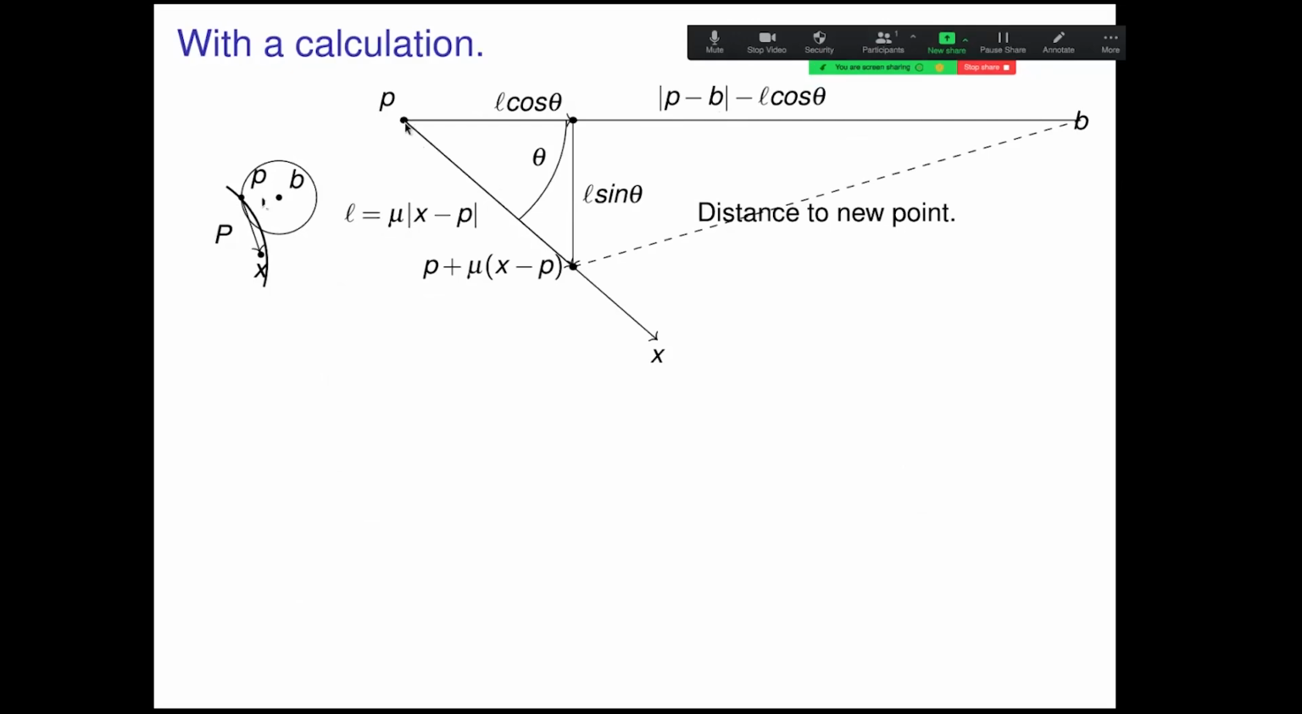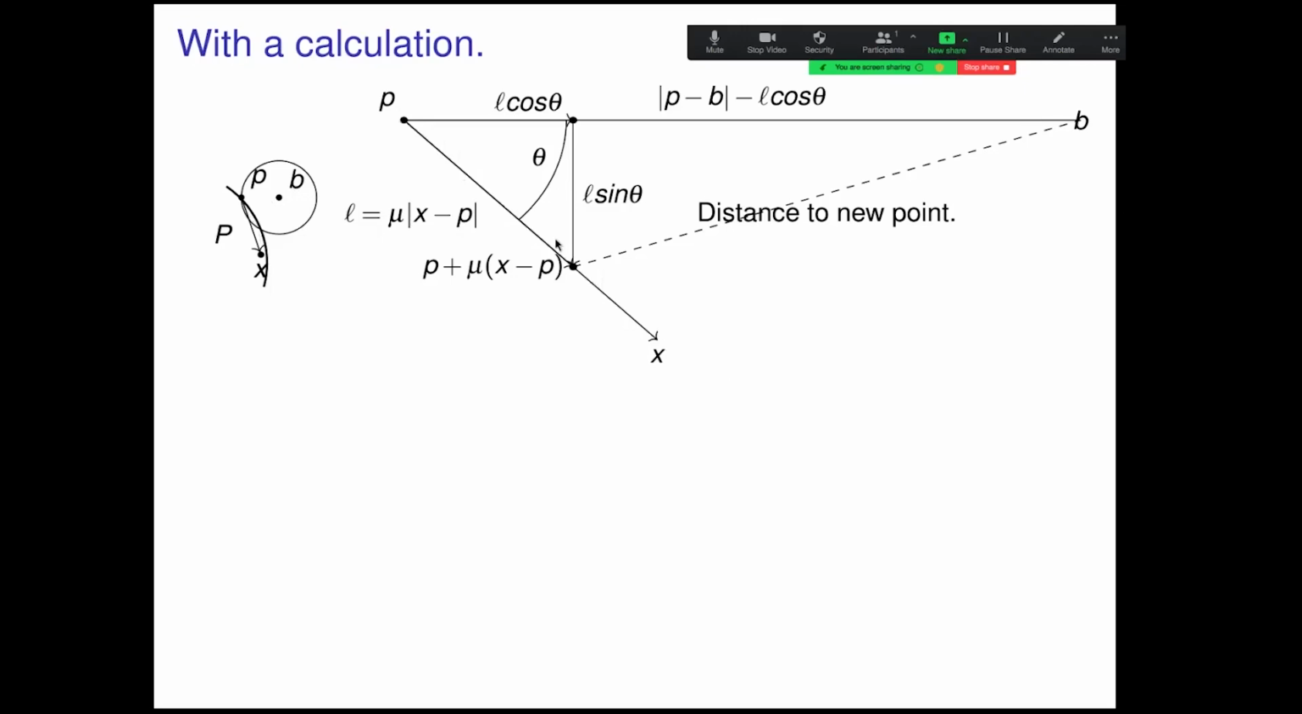And now we have this angle, which is theta. We know theta is less than 90 degrees, because there's a projection in this direction. And then there's point X. So I'm moving along this line here.